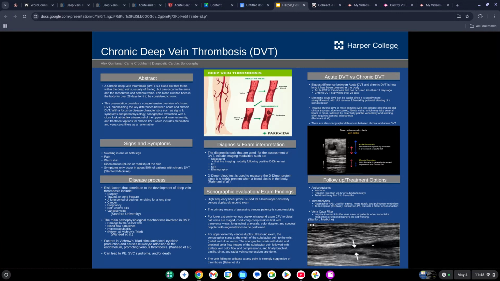And finally, if medication doesn't work or the patient can't take it, we use vena cava filters, which are inserted into the vena cava when these medications aren't working, a cornerstone of medicine. And here is just a final ultrasound view of what a chronic DVT looks like right in there.